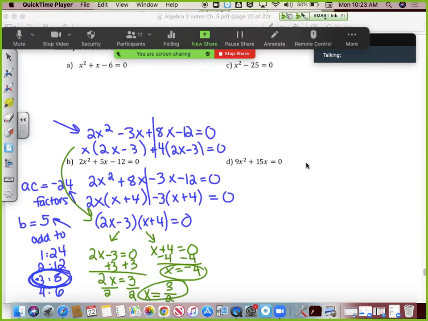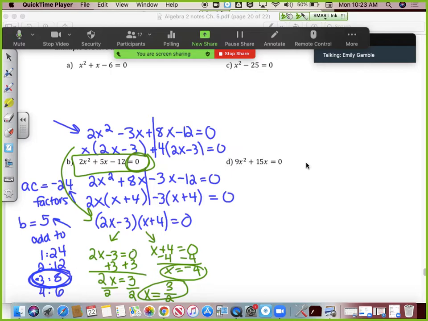On a quiz, would we know the difference between a quadratic equation and just a normal factoring? So the questions are going to ask you to just strictly factor, or it's going to say solve this quadratic equation. The main difference is when you're solving it, you'll see equal to 0. If you're just factoring it, it'll just look like this.